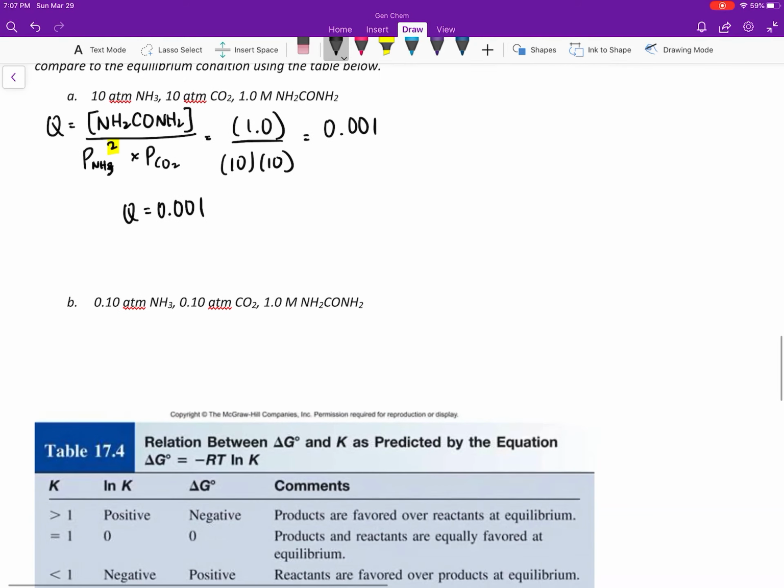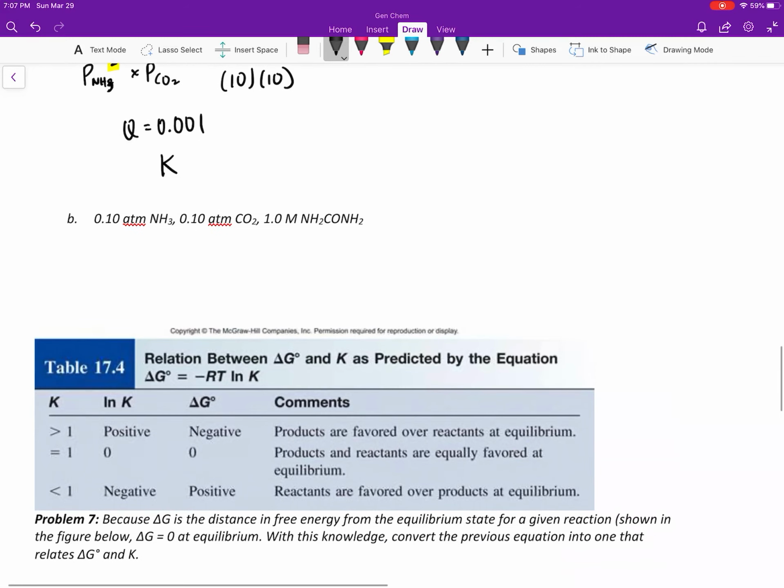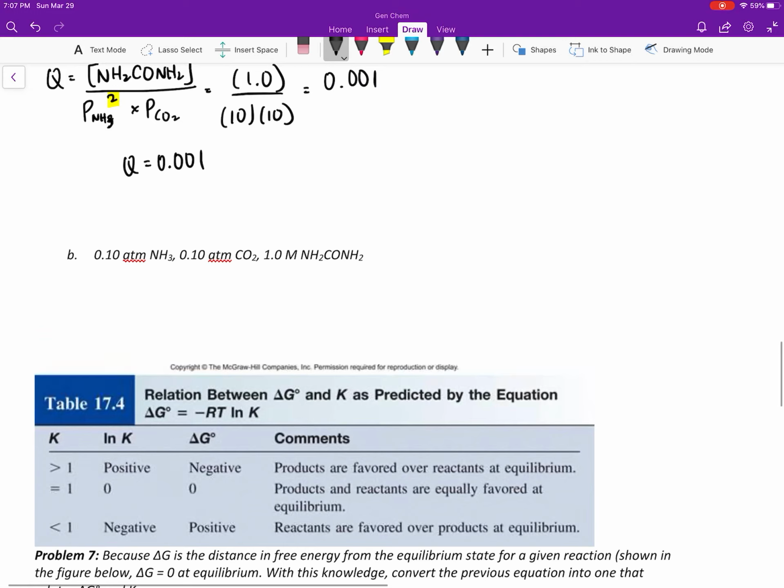And if I go down to the bottom, I see that when K is less than 1, we see that there are more reactants. Well, we're not going to compare it yet. When Q is this value, it means that there are very few products. Mainly reactants at this point.